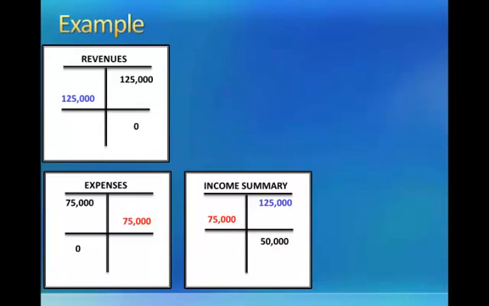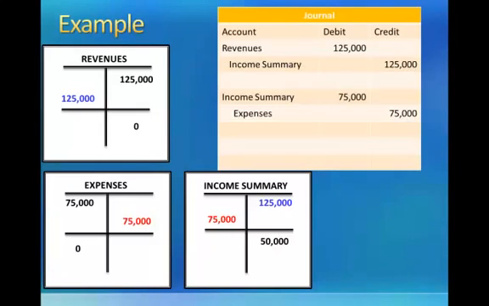Remember, if the income summary has a credit balance, that means that revenues are greater than expenses and there is a net income equal to that credit balance. However, if expenses had exceeded revenues, income summary would have a debit balance, which would indicate a net loss. To summarize, in our journal, we will debit revenues 125 and credit income summary 125. Then we will debit the income summary 75 and credit expenses 75. The result of this will be a zero balance in revenue and expense accounts and a credit balance of $50,000 in income summary.